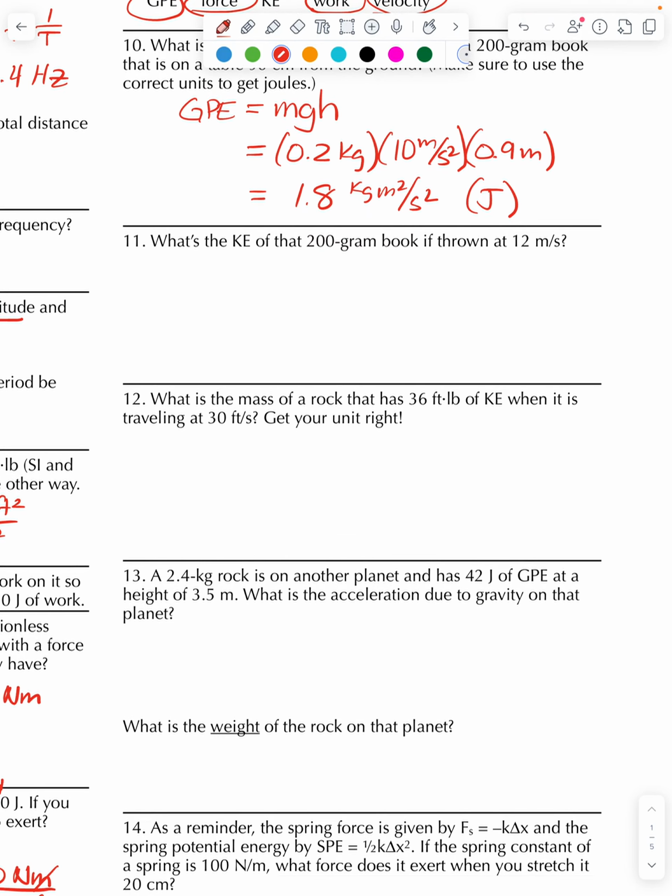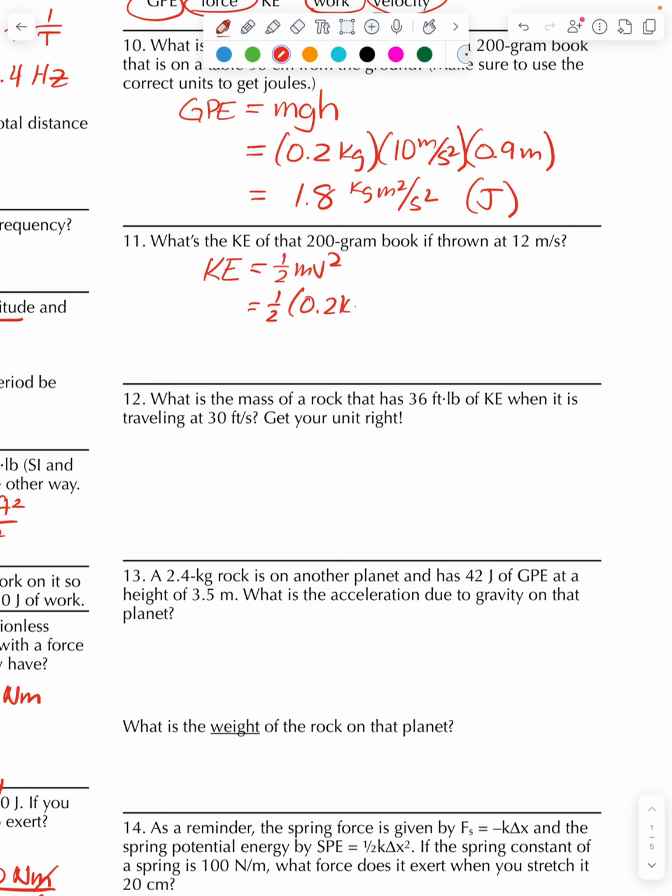You're smart. What's the KE of that 200-gram book if thrown at 12 meters per second? So let's practice using the KE equation again. So KE equals 1/2 mv squared. That's 1/2 mass. We're going to use what if we want joules? I didn't say you had to. So it's technically, if you answered in something like grams meters squared per second squared and you had the right number, sure. But the multiple choice, I'm going to be giving you the 5 possible answers in joules. So make sure you're using kilograms when you're doing mass.